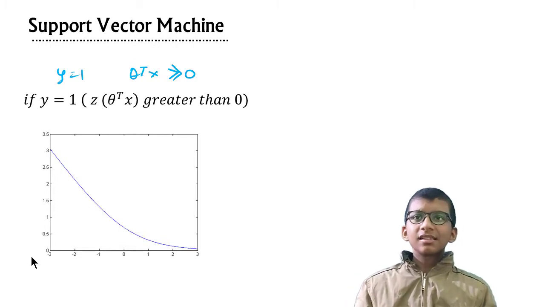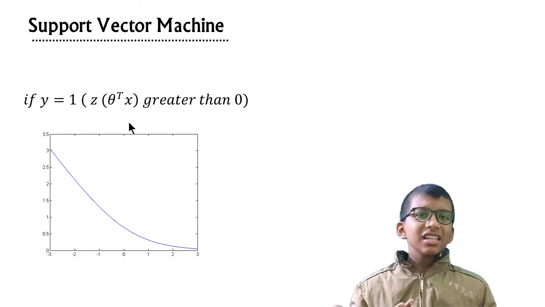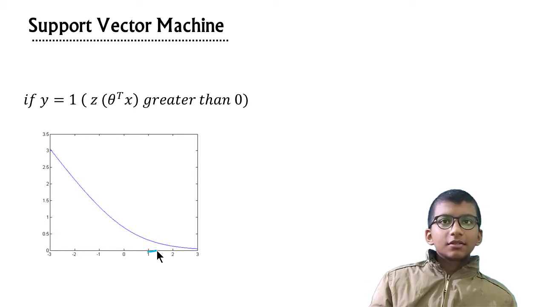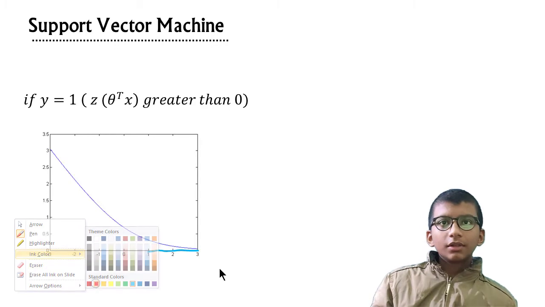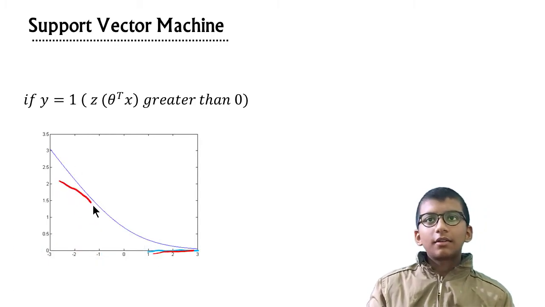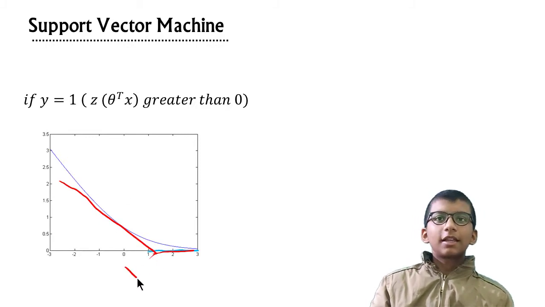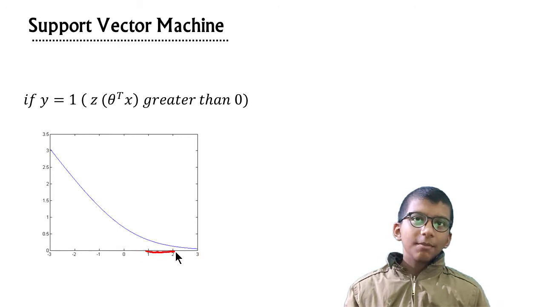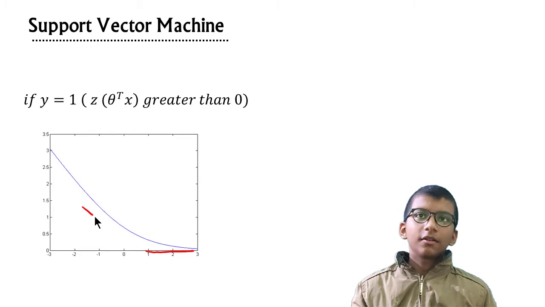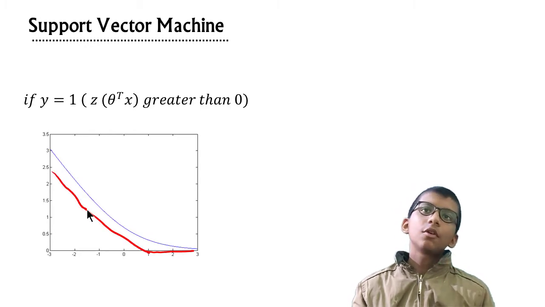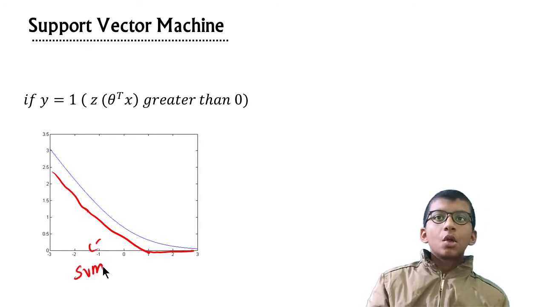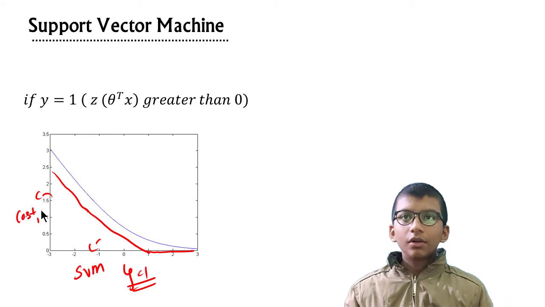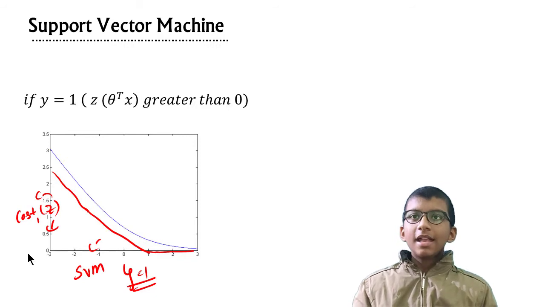Now in the case of the support vector machine, it is changed a little bit. When y equals 1 in the support vector machine, it will look something like this, so let me draw this here. This is a straight line. Here we draw the same thing and pull it out from here till here. The red line shown here is the SVM when y equals 1, and it is cost_1 of z, where z is theta transpose x.